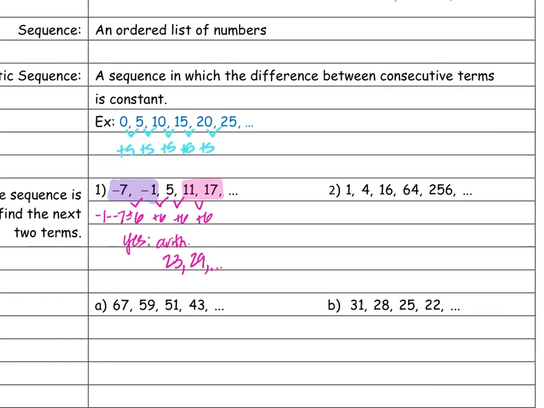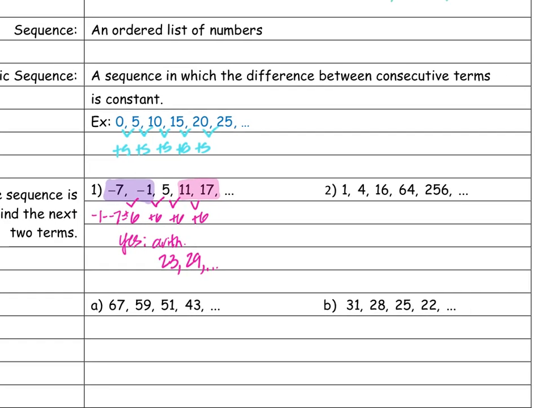So this second one here, let me see. Oh, I am definitely not adding the same number. How do I know? Well, what do I add to 1 to get 4? Plus 3. Well, 64 plus 3 is not 256, right? So this is not arithmetic. I totally spelled that wrong, but it's not arithmetic, okay? So I don't have to do anything else to it if it's not arithmetic.